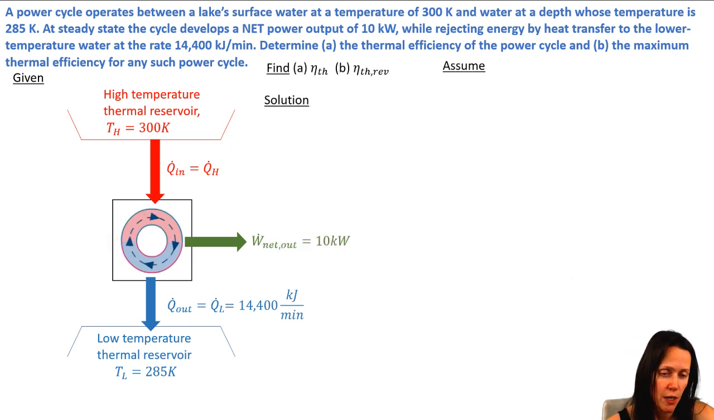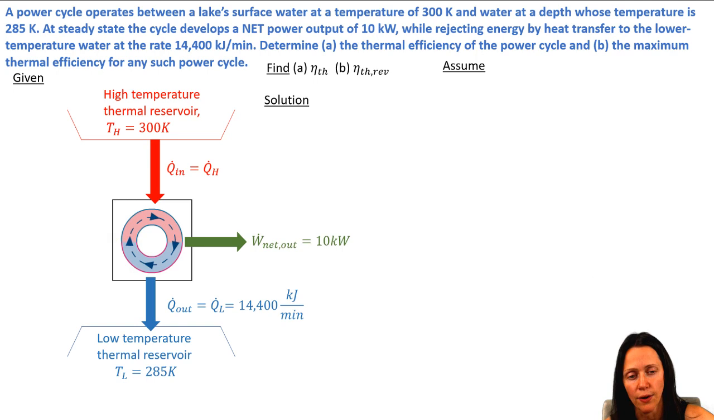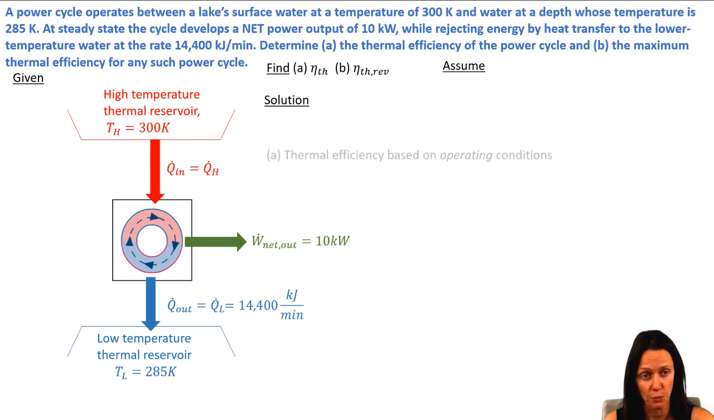So what I'm going to do, you'll notice beforehand I've got on my diagram a W.in minus the W.out, but I could just put one single arrow for W.net out, which would represent any W.out minus any W.in. And then I want to find the thermal efficiency of that power cycle, and then the maximum possible thermal efficiency for any such power cycle operating between those two thermal reservoirs.